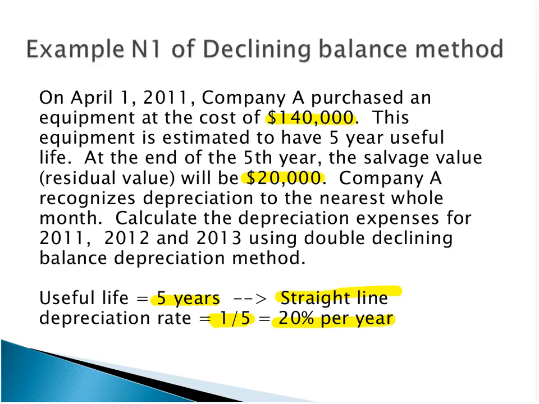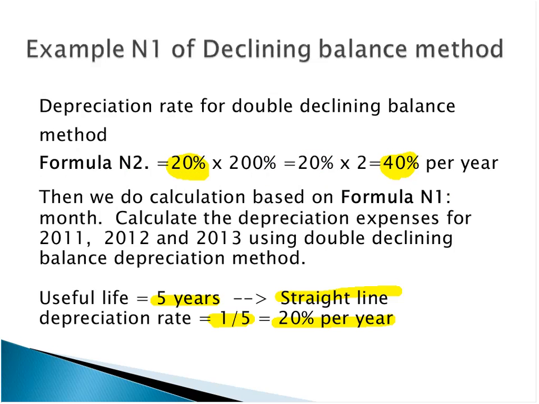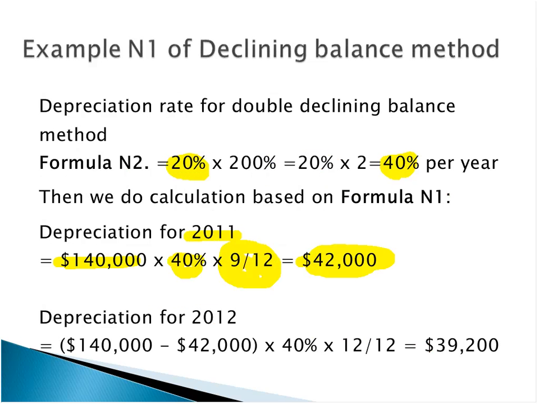So first, in the declining method, we have to find the straight line depreciation rate and double it. Then we can use the double decline rate, which would be 40% right here in this example. This is just a simple calculation, but you have to remember this is very important. So next one.